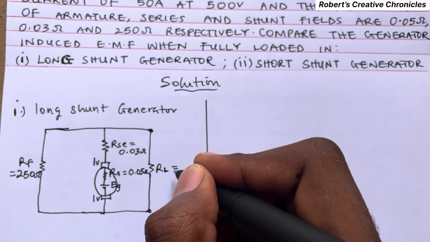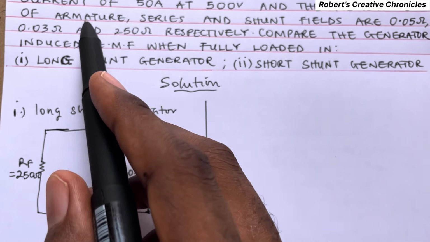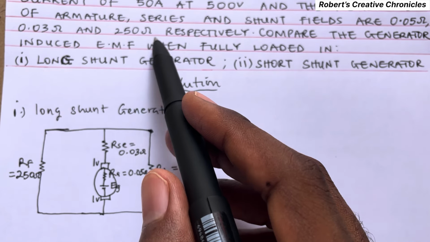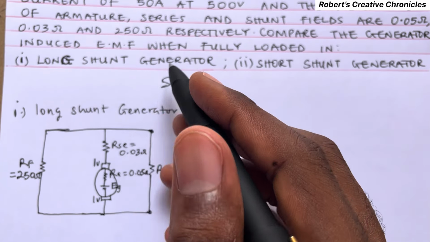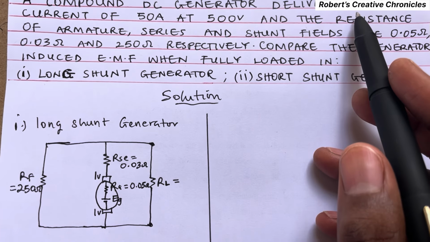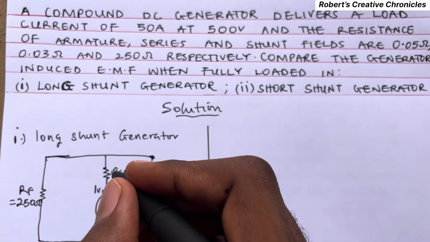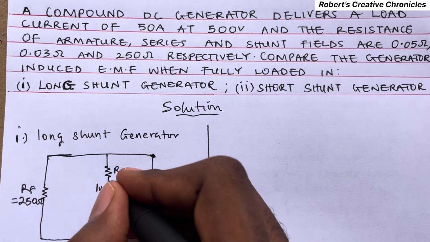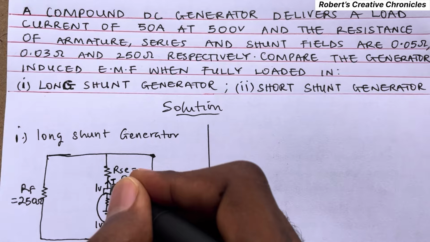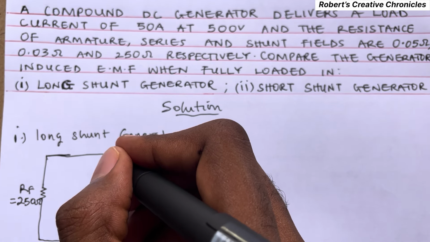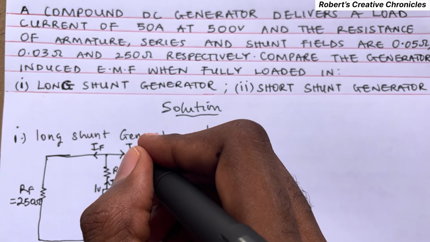That is the load resistor. The load resistor is not given here, so we are going to find this. Then the compound DC generator delivers a load current of 50 ampere. That means from this armature there's an armature current IA. The current flows from this armature, then when it comes to this node, it branches. Here becomes IF. Here becomes IL.